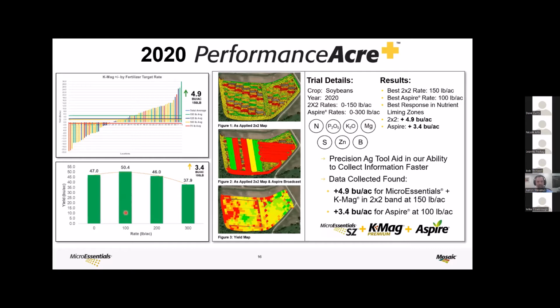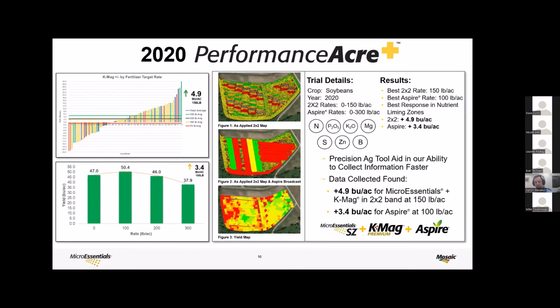So once again, it's the caution we need to have in precision ag, is understanding what everything means. We see as this application rate goes up, the yield goes down in Aspire. That's what this is. But that is mostly because a lot of our applications were in this kind of tougher yield zone. The majority of our 100 pounds per acre was in this good area here and here. So we got a 3.4 bushel advantage with 100 pounds per acre of Aspire broadcasted on top.